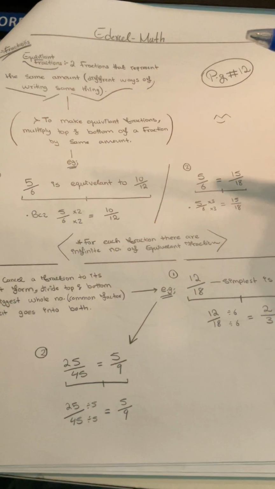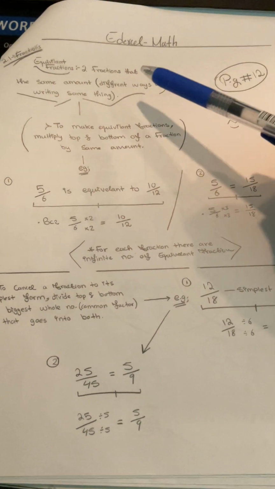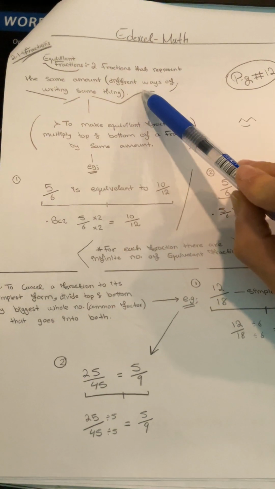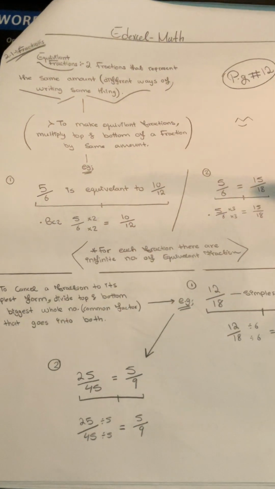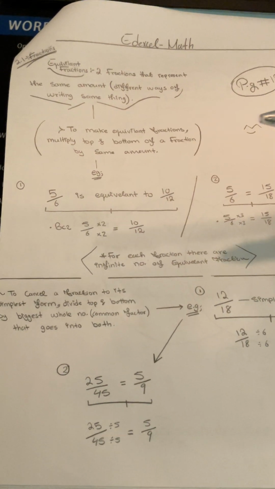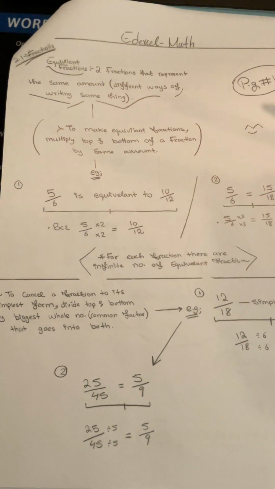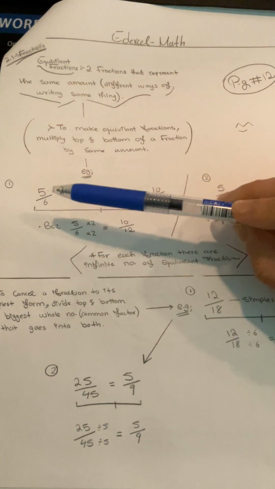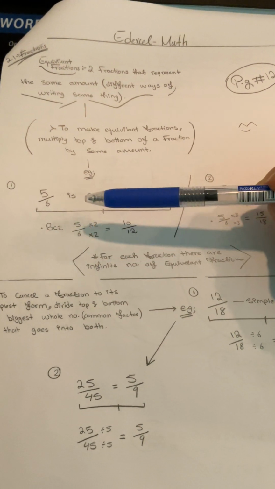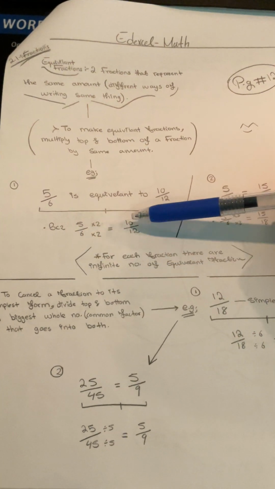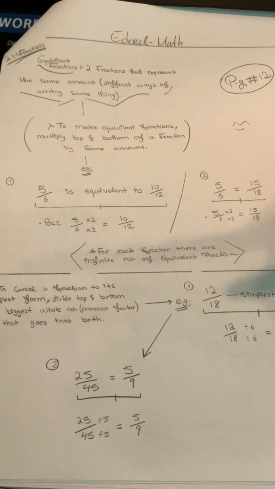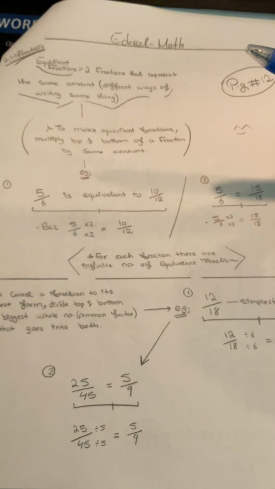Equivalent fractions. Equivalent fractions are two fractions that represent the same amount. It is just different ways of writing the same thing. So basically, to make an equivalent fraction, you must multiply the top and bottom of a fraction by the same amount. For example, 5 over 6 is equivalent to 10 over 12 because 5 over 6 multiplied by 2 up and down is equal to 10 over 12. And if you divide 10 over 12 by 2 up and down, you're going to get 5 over 6. So they are both equivalent to each other.